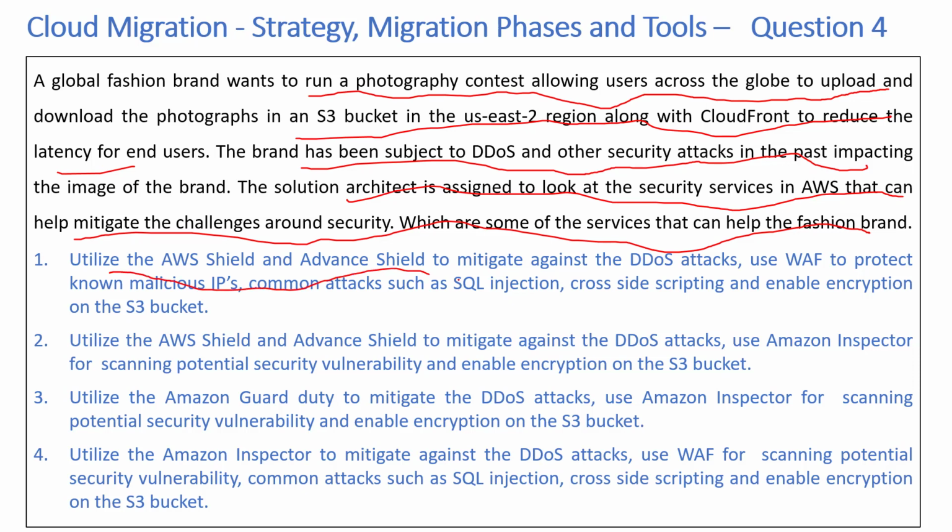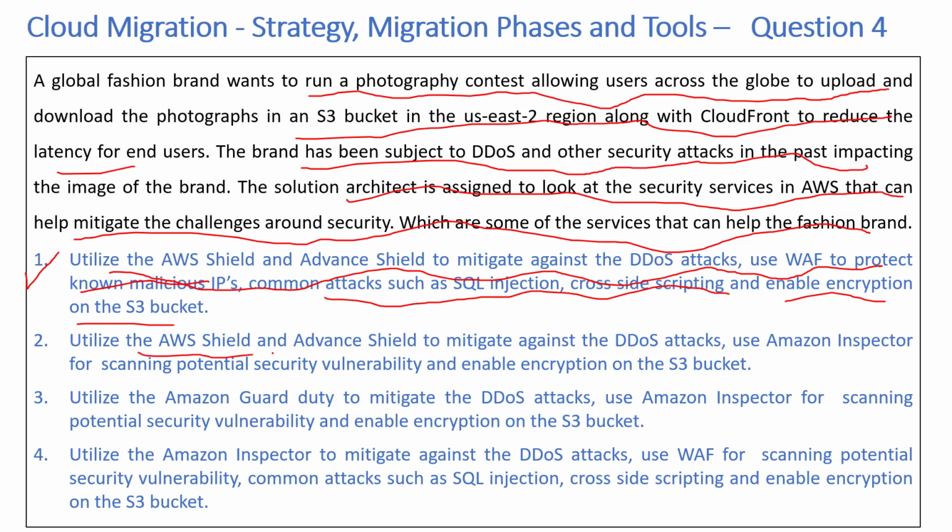Utilize AWS Shield and Shield Advanced to mitigate against DDoS attacks. Use WAF to protect against malicious IPs, common attacks such as SQL injection, cross-site scripting, and enable encryption of the S3 bucket. So this seems like a good fit. Yes, Shield and Shield Advanced help you against DDoS attacks. WAF helps you protect against known malicious IPs, common attacks such as SQL injection, cross-site scripting. And then you can also enable encryption on the S3 bucket. So this seems like a good fit to meet all the security requirements that we have.